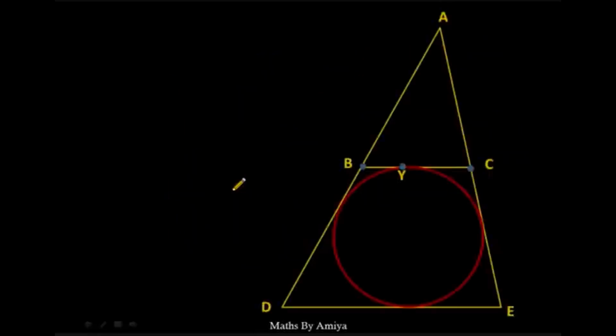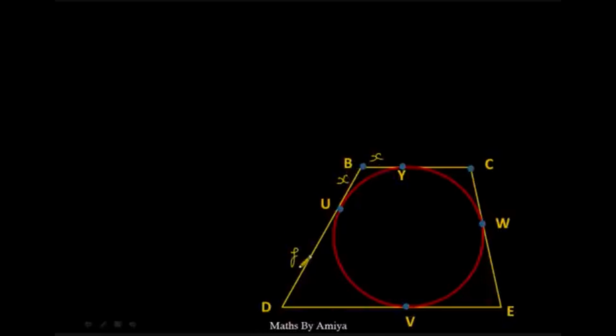In the next concept, we have an incircle inside a quadrilateral BCED, and the incircle is touching at 4 points Y, U, V, W. Remove the upper part and work in this quadrilateral. Again, if this one is x, this should be x. If we take y, this should be y. If this one is z, this should be z. If this one is w, this should be w.